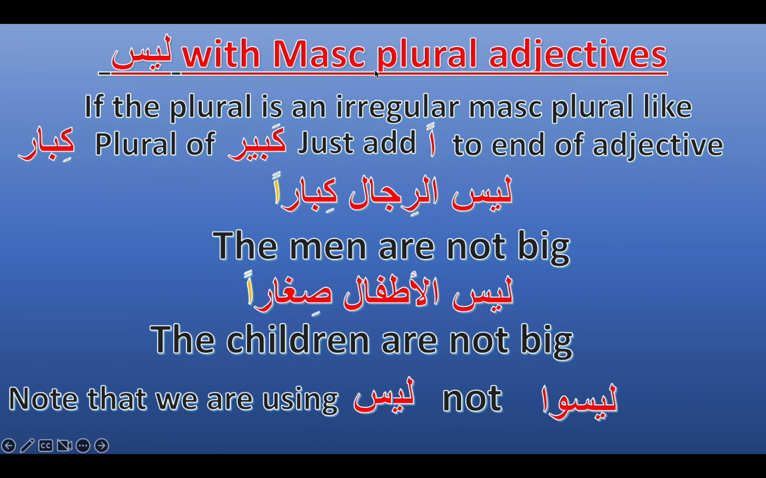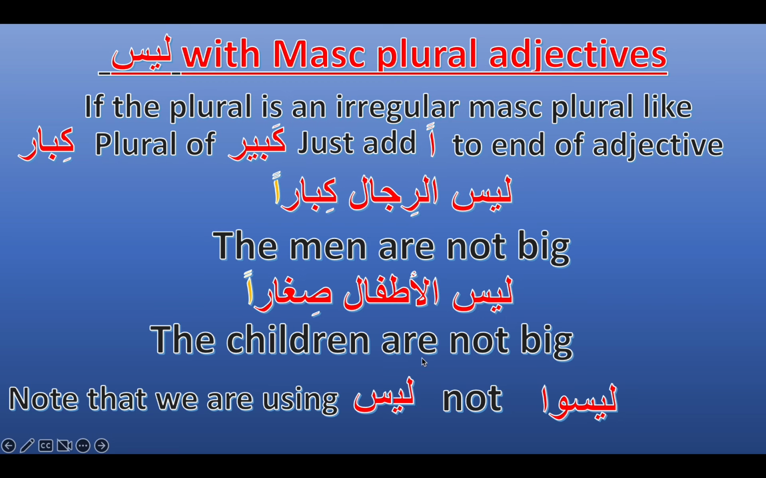How about laysa with the masculine plural adjectives? If the plural is an irregular masculine plural, like kibar, which is the plural of kabir, we just add, as we do with masculine singular adjectives, an an ending to the end of the adjective. So ليس الرجال كبارا, or ليس الأطفال صغارا. But notice we're using laysa and not laysu.